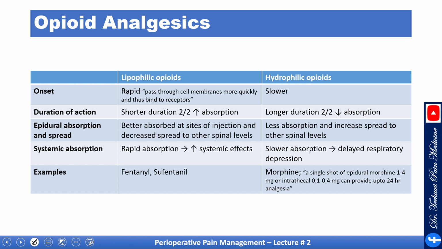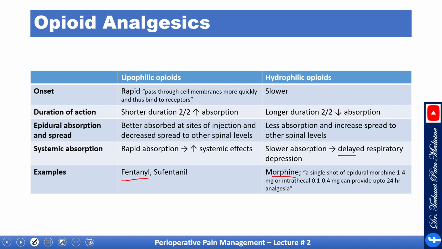Epidural absorption and spread: lipophilic opioids are better absorbed at the site of injection, with decreased spread to other spinal levels. The opposite is true for the hydrophilic. Systemic absorption is rapid in the lipophilic, which means increased systemic side effects, while hydrophilic opioids have slower absorption, but you get the delayed respiratory depression. Example here, fentanyl, of course, and example here, morphine.